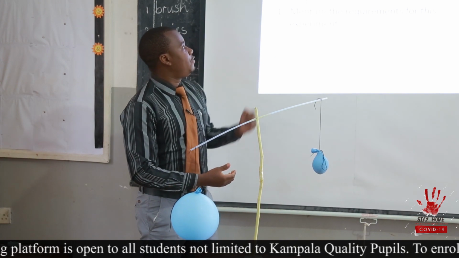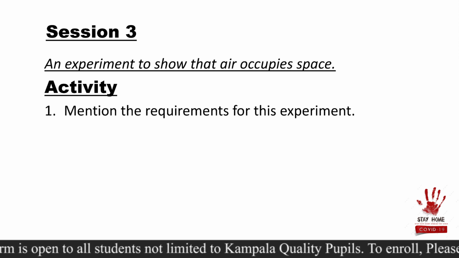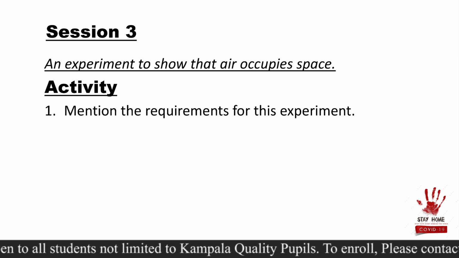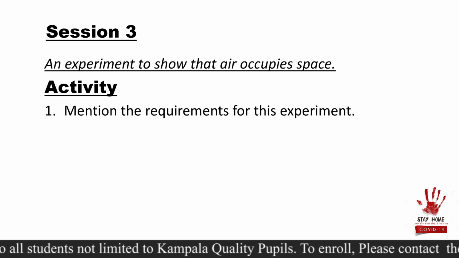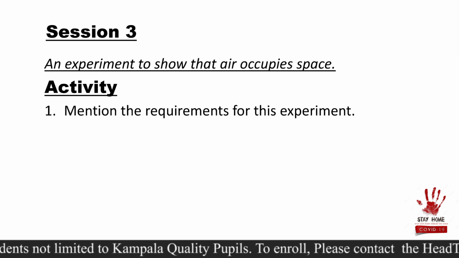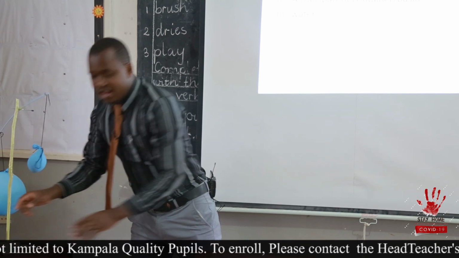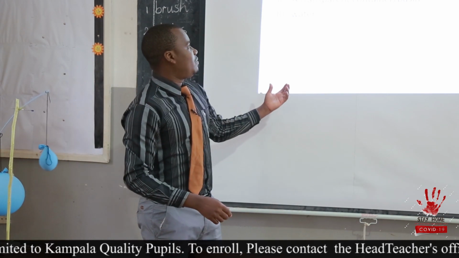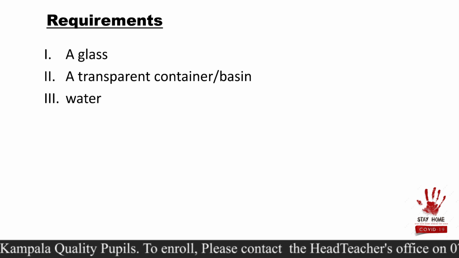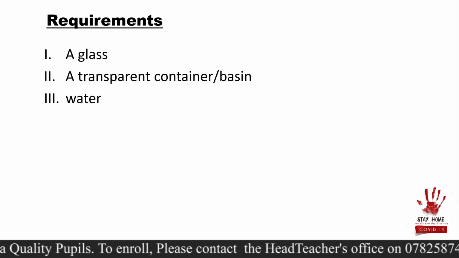In our session 3, we are going to carry out another simple experiment that shows that air occupies space. So in our first activity, mention the requirements for this experiment. What do we need as I take these ones off? What do we need in the next experiment? We require a glass. Have it here. We need a glass. Then what else do we need?